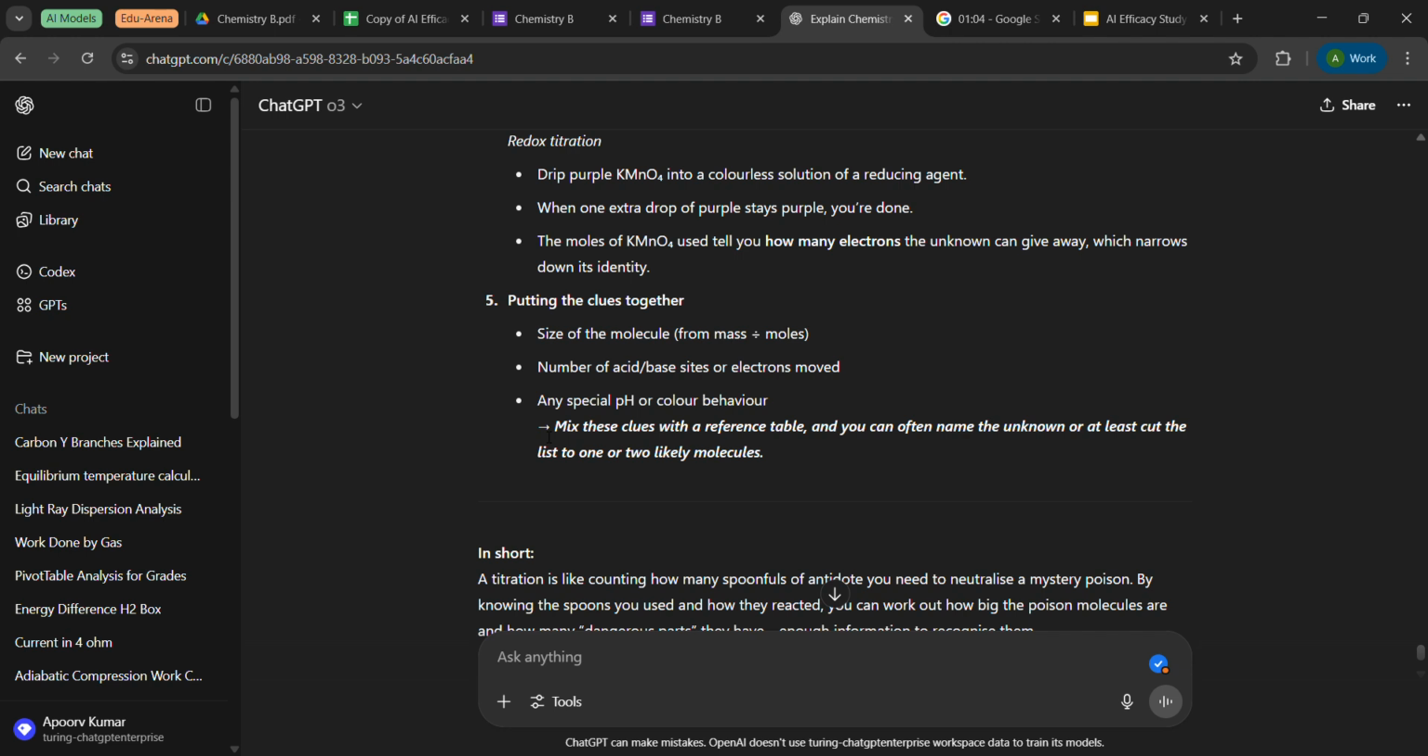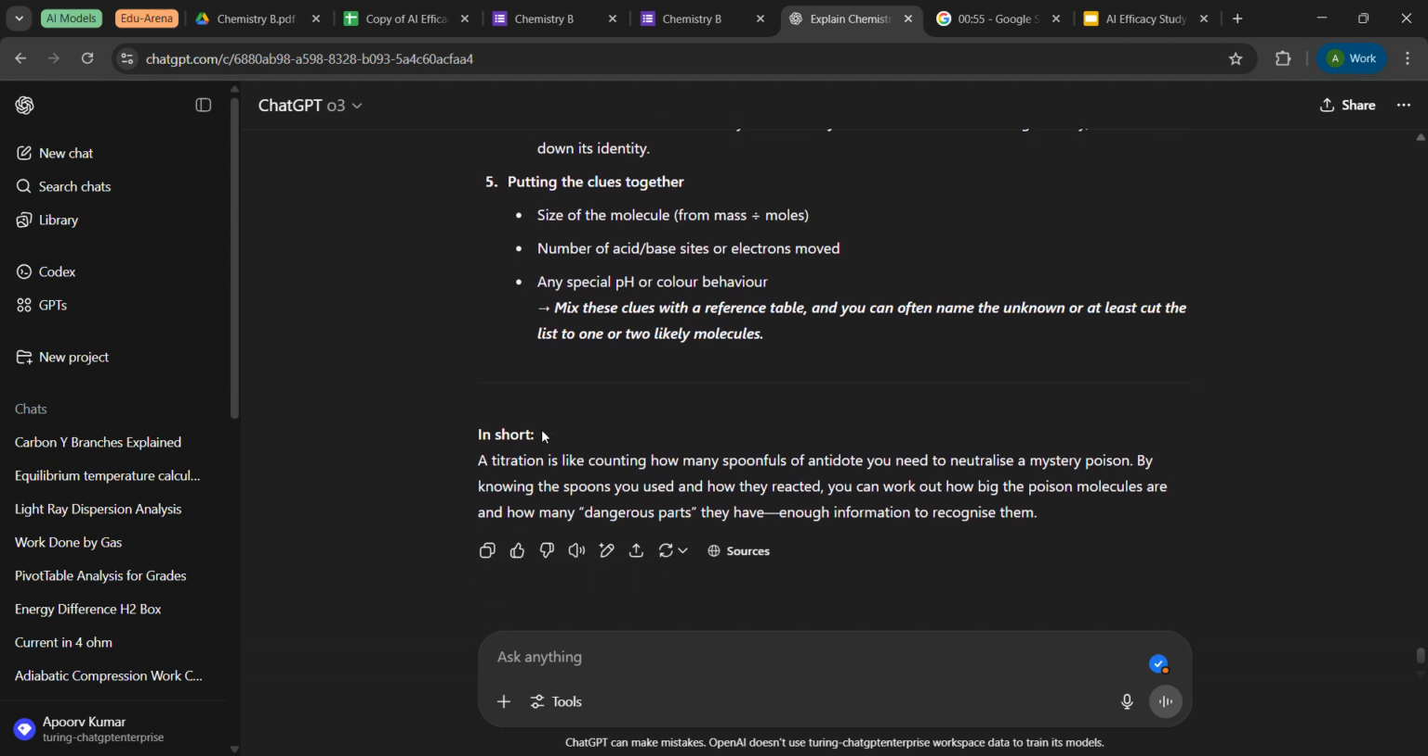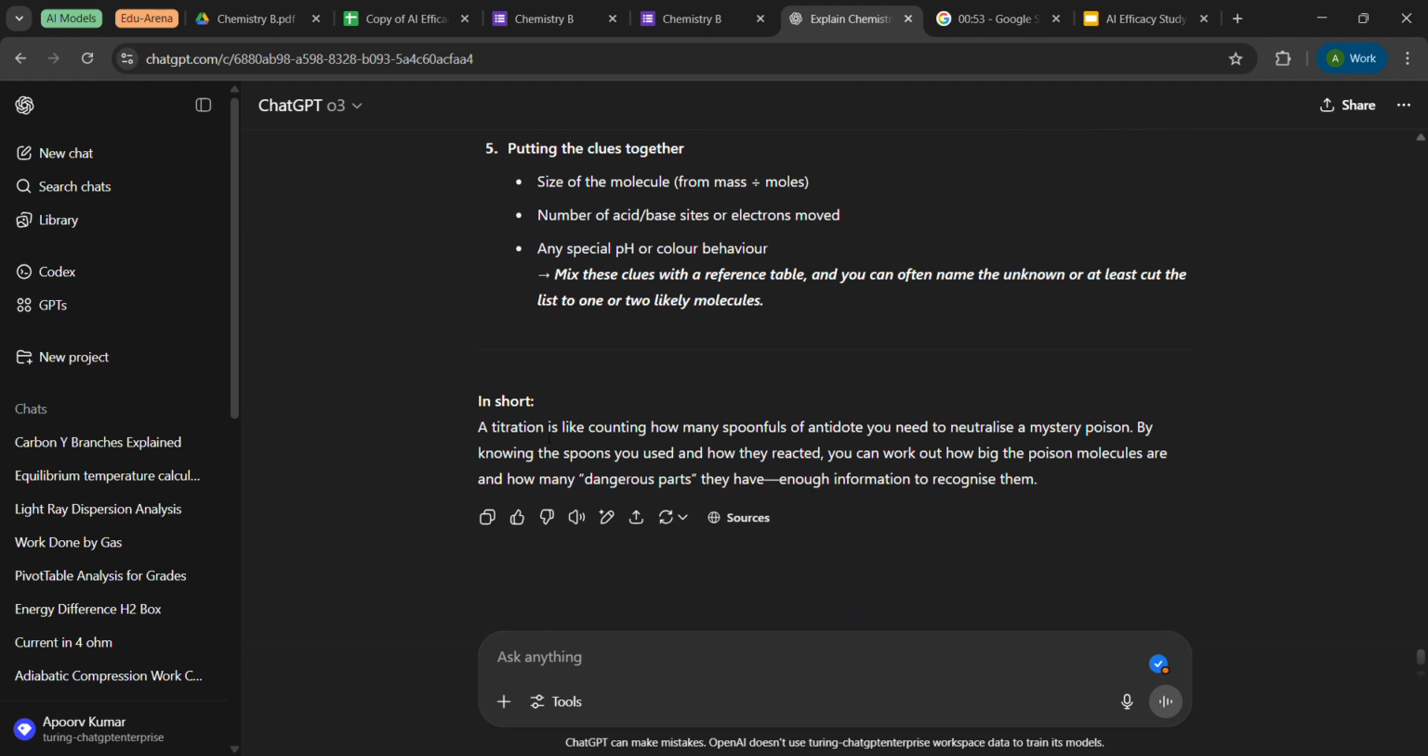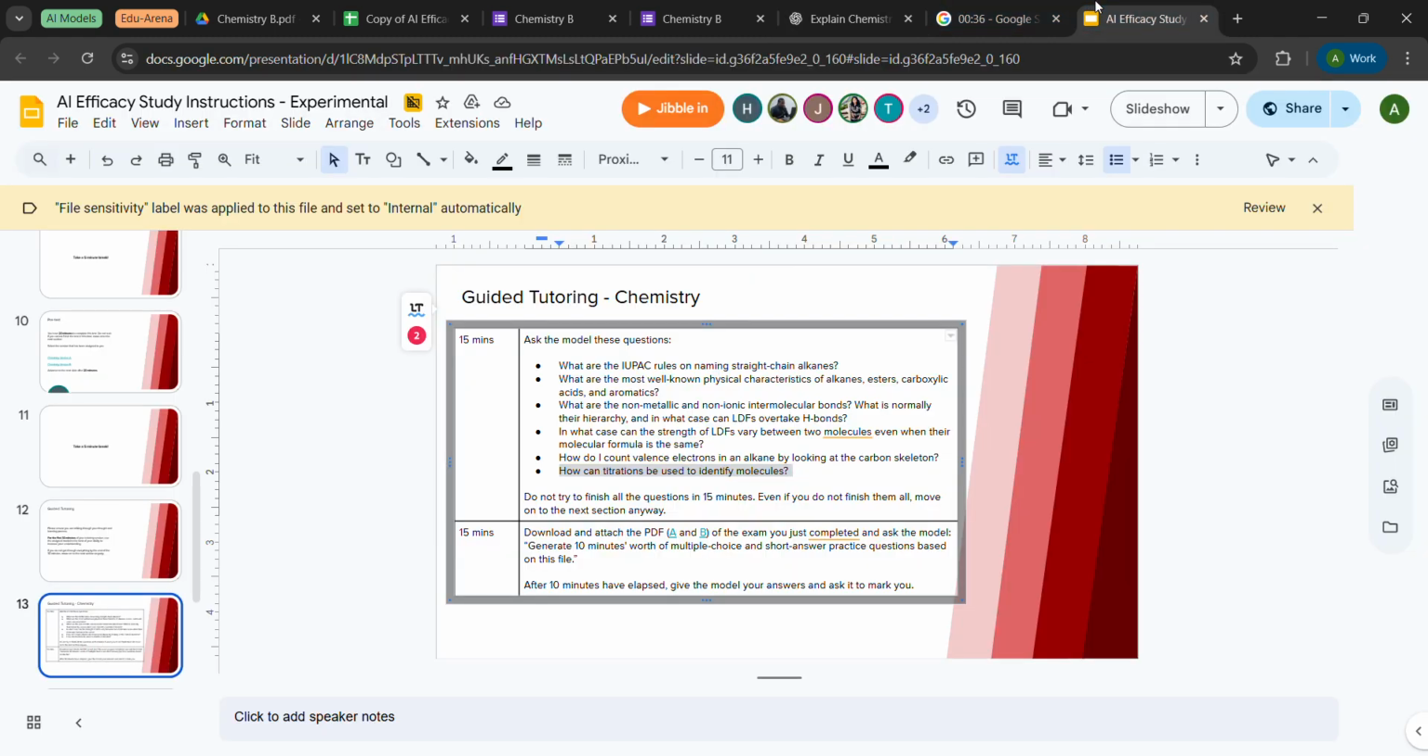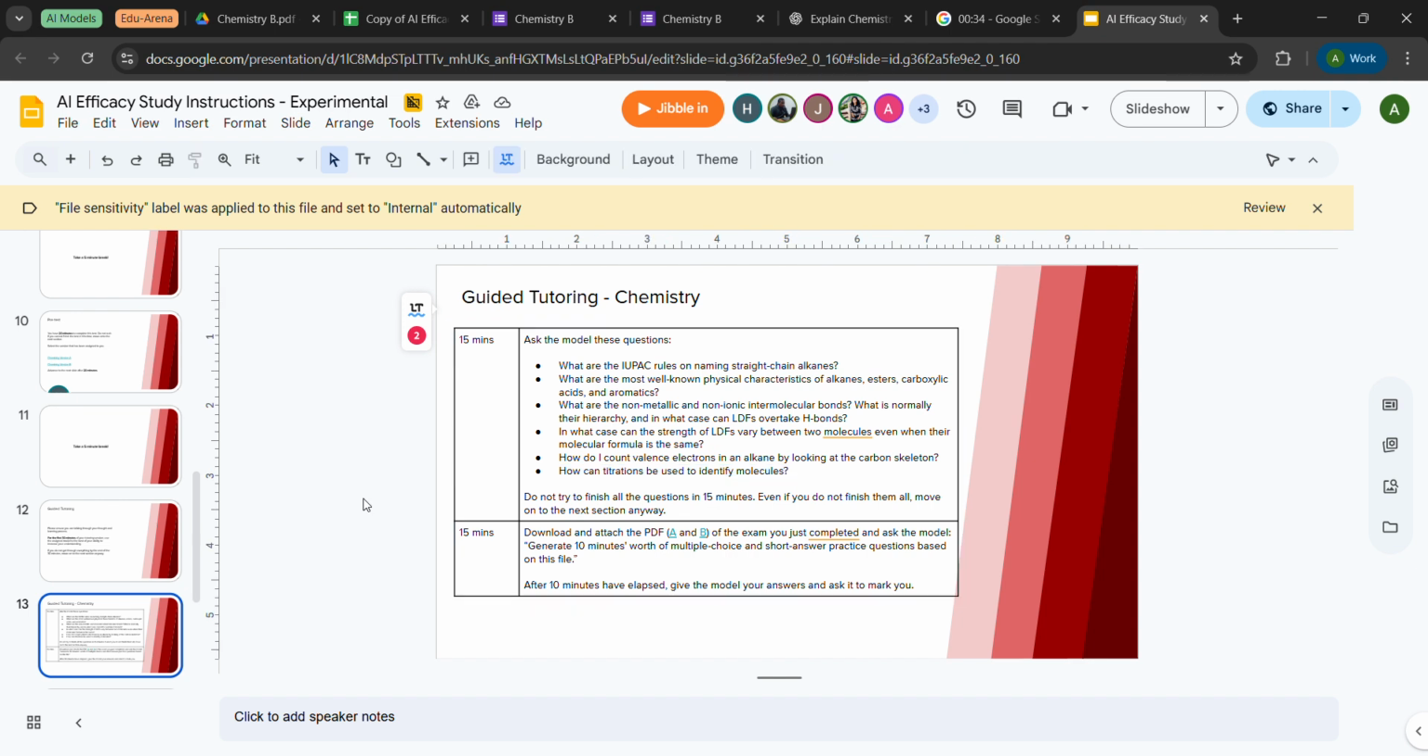Okay, so for the next part, in short, a titration is like counting how many spoonfuls of antidote you need to neutralize a mystery poison. By knowing the spoons you used and how they reacted, you can work out how big the poison molecules are and how many dangerous parts they have. Okay, so I guess more or less my time over here is complete.